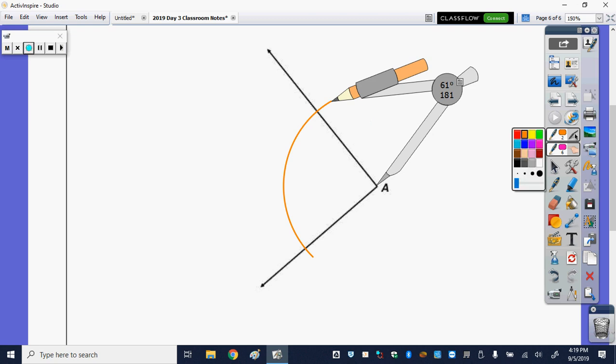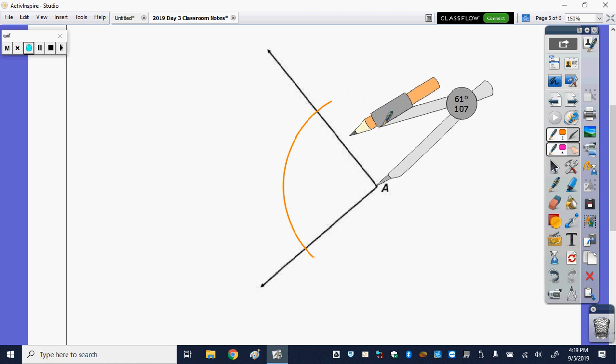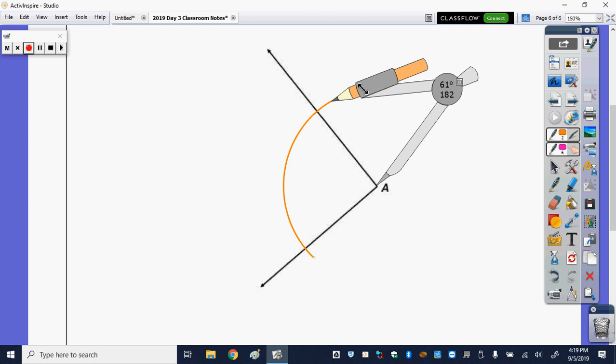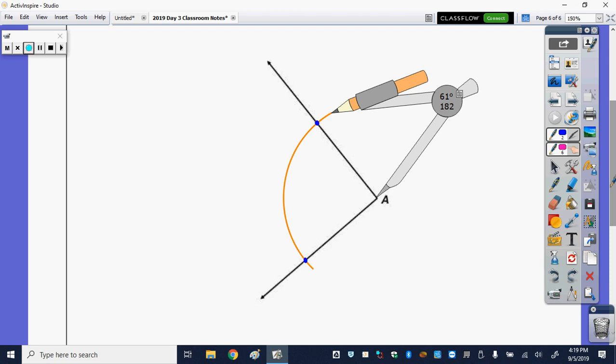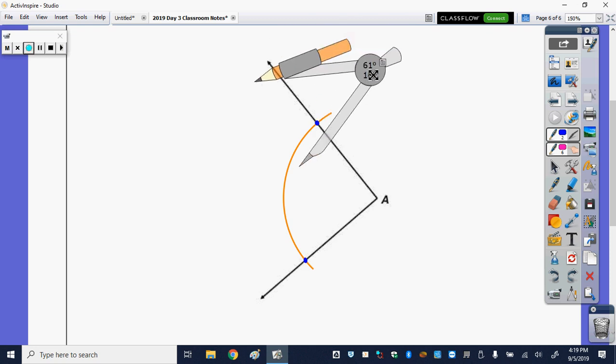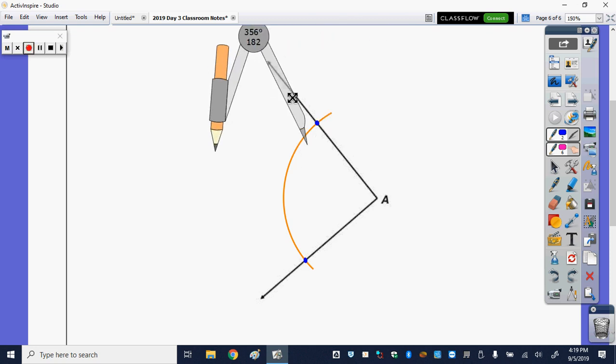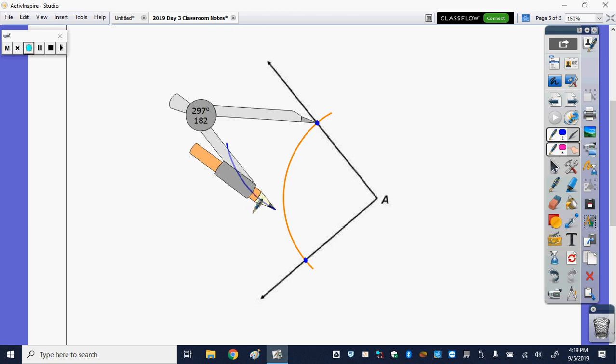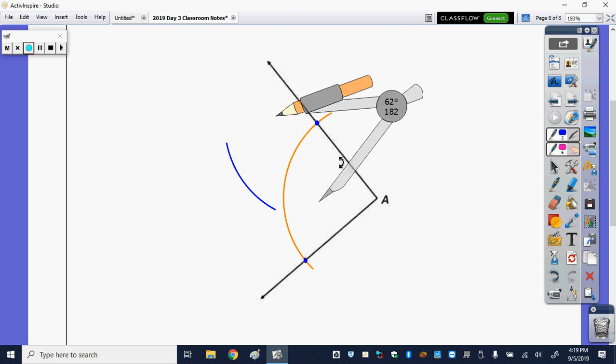This time, if you made the radius large enough, and this radius might not work, but if it is large enough, you shouldn't have to change your compass setting. So the next part of the construction is putting your compass point there, and then we're going to put it there. Let's see if I can keep my compass setting the same. Put your compass point on that intersection of the ray and the arc, and you're going to draw an arc.